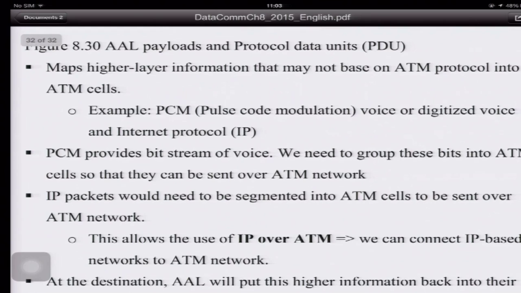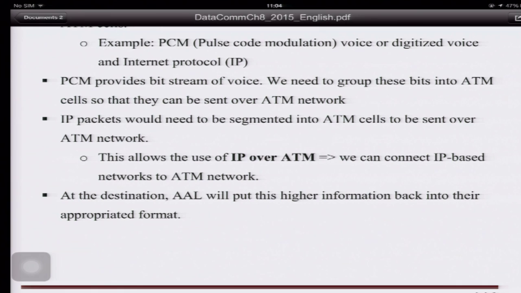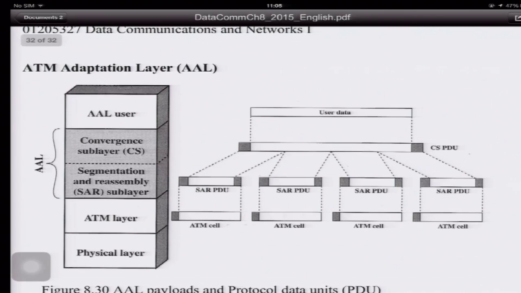So the AAL again maps higher layer information, which may not be based on the ATM protocol, into ATM cells. For example, the input may be pulse code modulation voice, or it can be internet protocol data. For example, PCM provides a bit stream of voice, and we need to group these bits, the voice samples, into the ATM cell so that they can be sent over the ATM network. And the IP packet we need to segment because it is bigger than the ATM cell. You have to divide it into small packets and put them into the ATM cells. This allows what we call IP over ATM, so we can connect the IP-based network to the ATM network. And at the destination, the ATM adaptation layer puts this higher layer information back into the appropriate format, so you reverse the order back into the user data again.